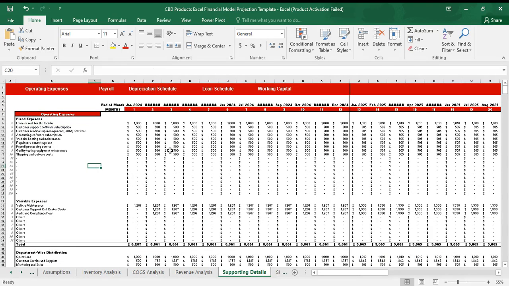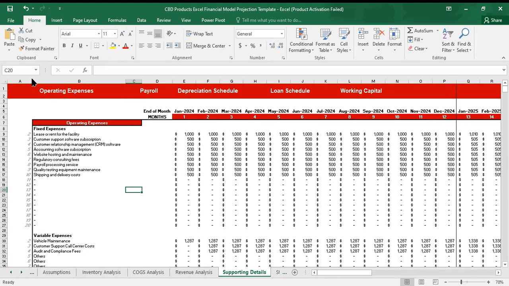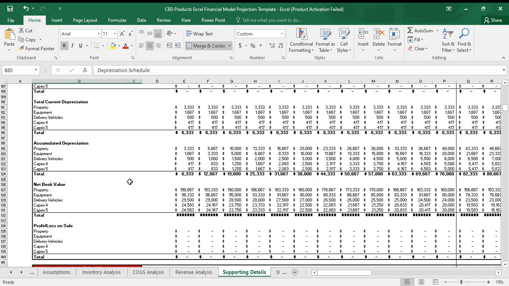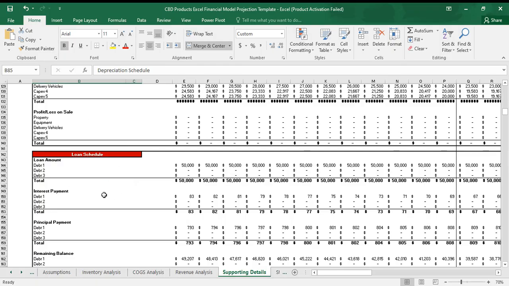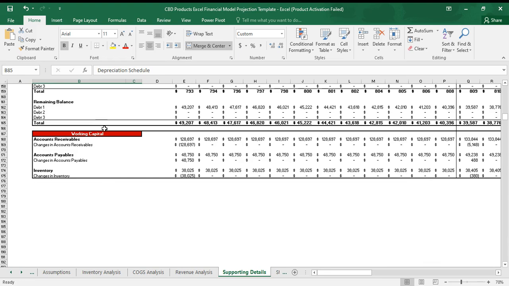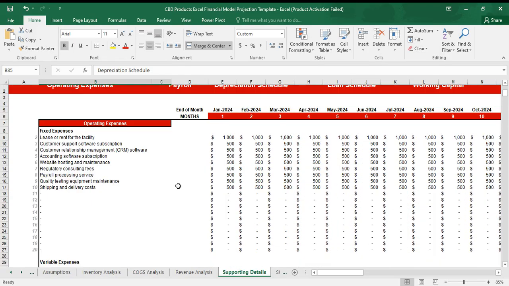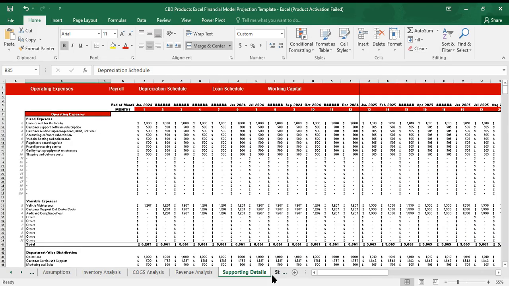Then we have the supporting details sheet. This is a working sheet that calculates the major operating expenses of the business. These include your variable and fixed operating expenses. Then we have the payroll schedule. Then we have depreciation of fixed assets. Then we have the loan amortization schedule, calculating the interest payments and the principal payments for each loan. And the last is working capital, where we have calculated the accounts receivable, payables, and inventory figures for each month.